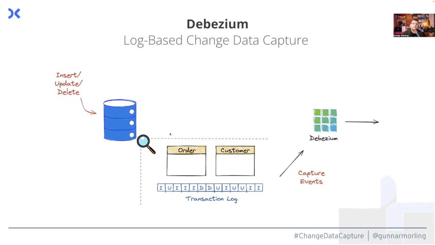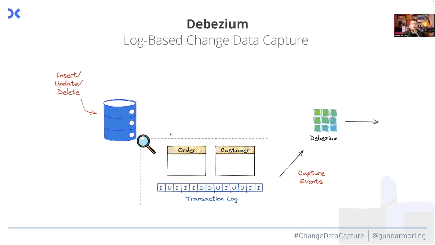So whenever something happens in your database, let's say Postgres or MySQL, then this insert or update or delete will be appended to the transaction log. And CDC in a nutshell is just a process of extracting those change events from the transaction log and propagating them to all kinds of consumers.